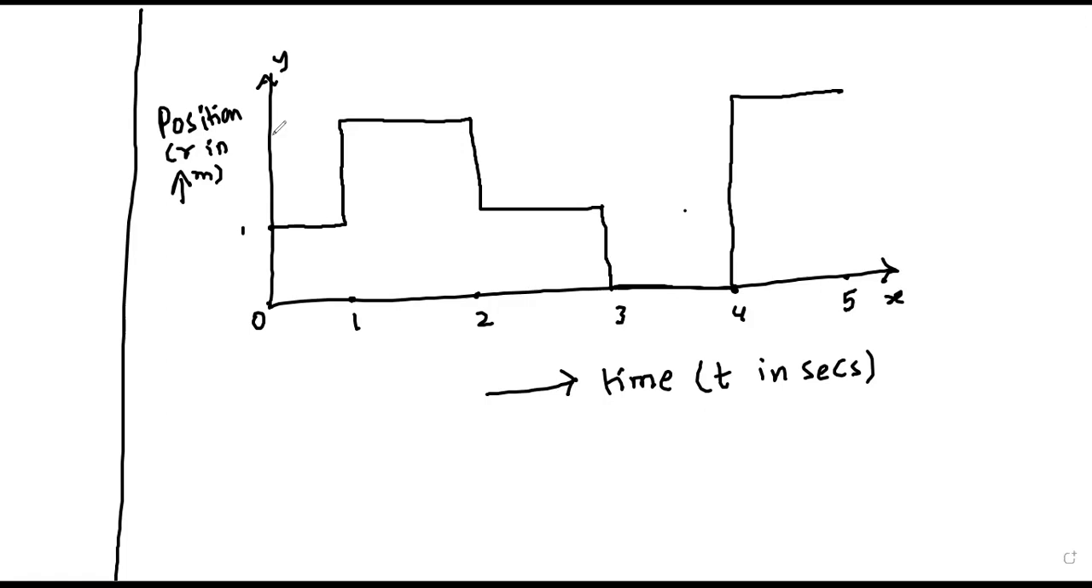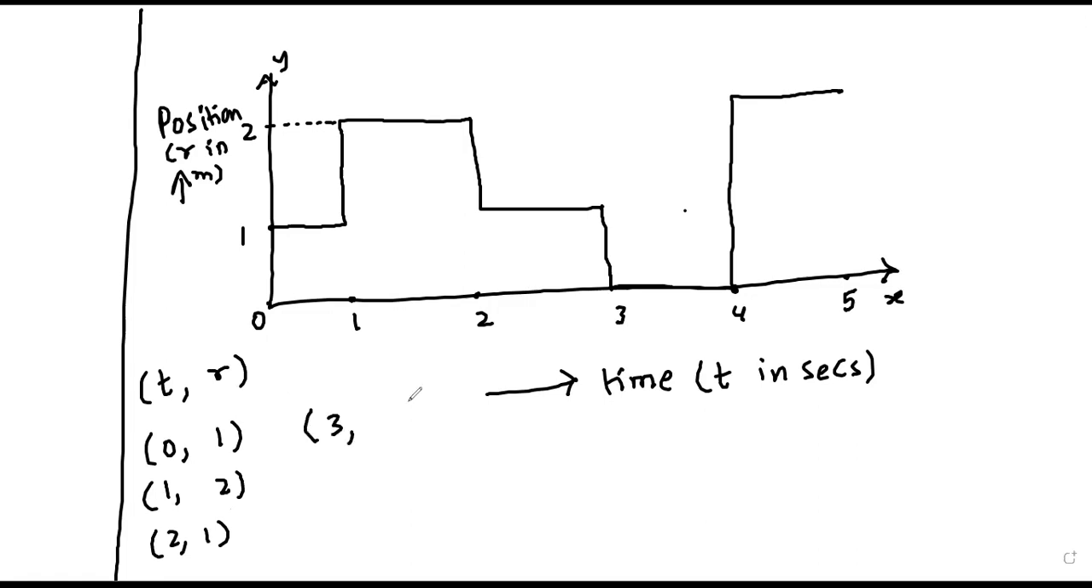Consider this one. This is 1 meter, and approximately this is 2 meters. So we can write the coordinates as time and position. At 0 seconds we are having 1 meter. At 1 second it is 2 meters. At 2 seconds we are having 1 meter, at 3 seconds it is 0, at 4 seconds it is 2 meters, and at 5 seconds it is 2 meters.